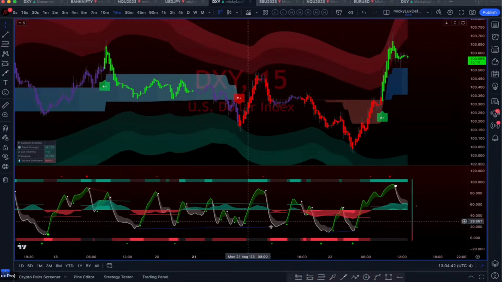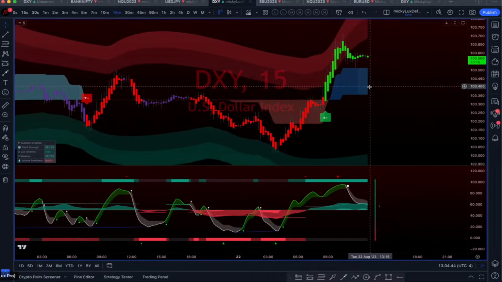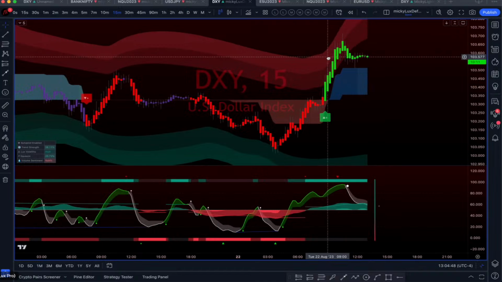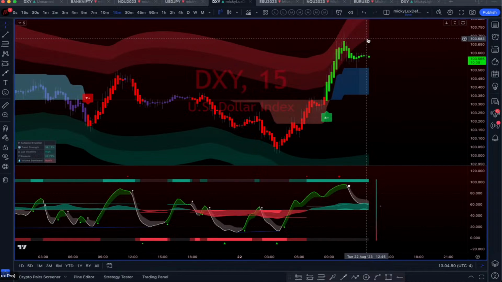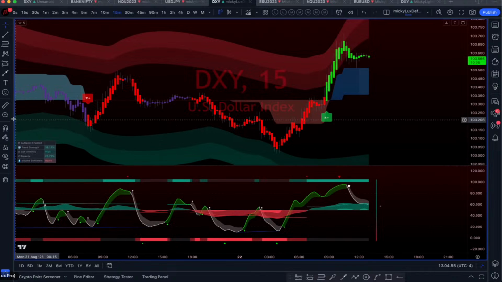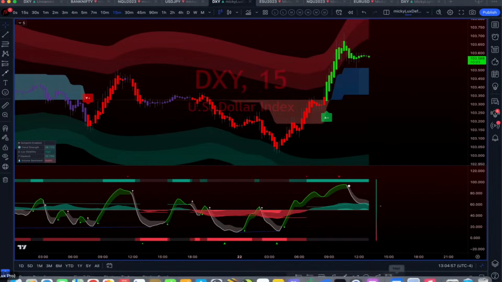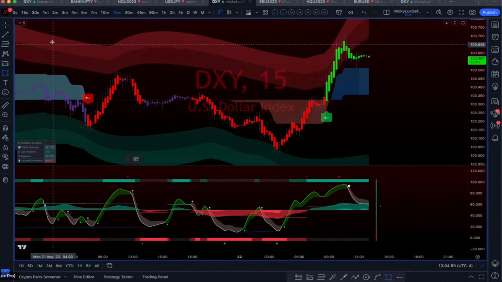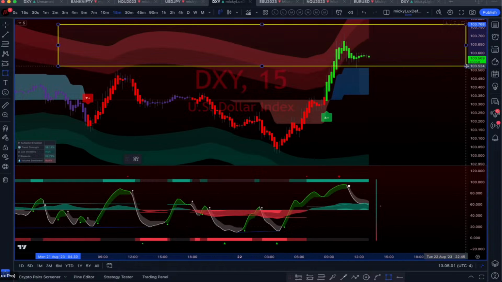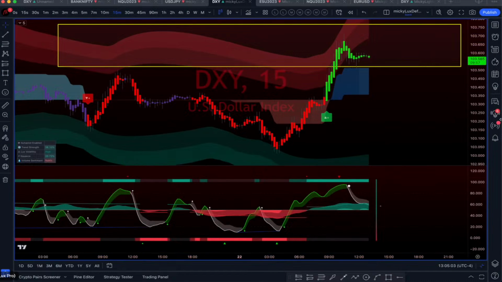Delete that. We are here, right? I am waiting for something here to show me I'm going to take a short. So I am stalking this. Right now, we are at that 4-hour order block, right? Let's draw it. Right here, we could just visually draw it right here. We are right there, okay?